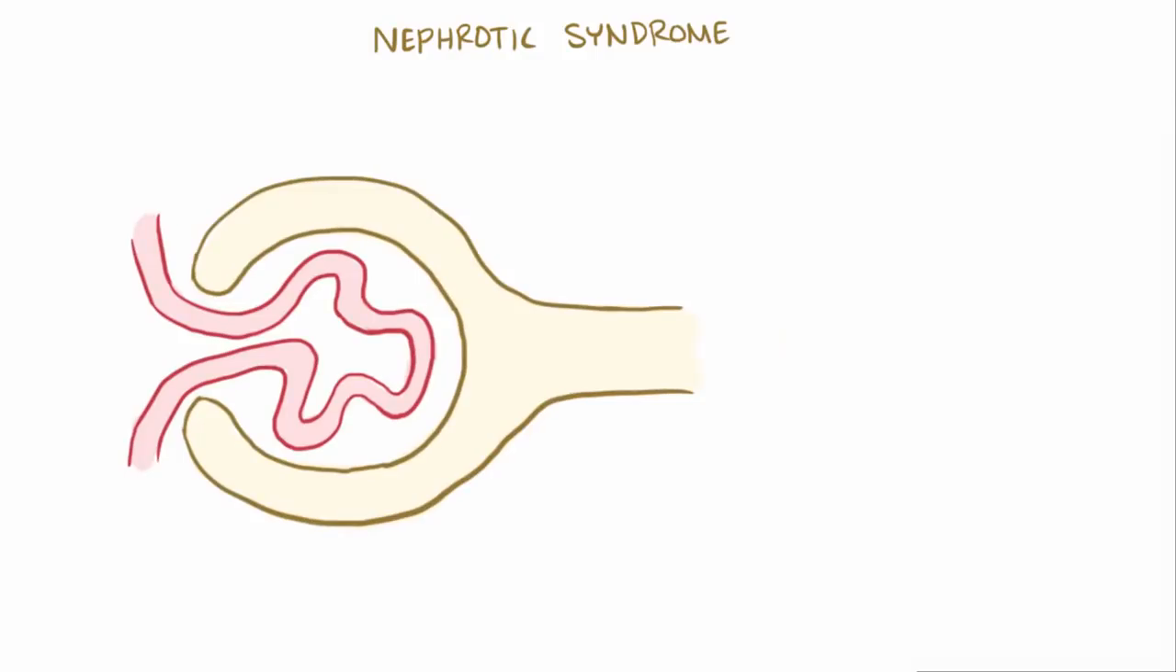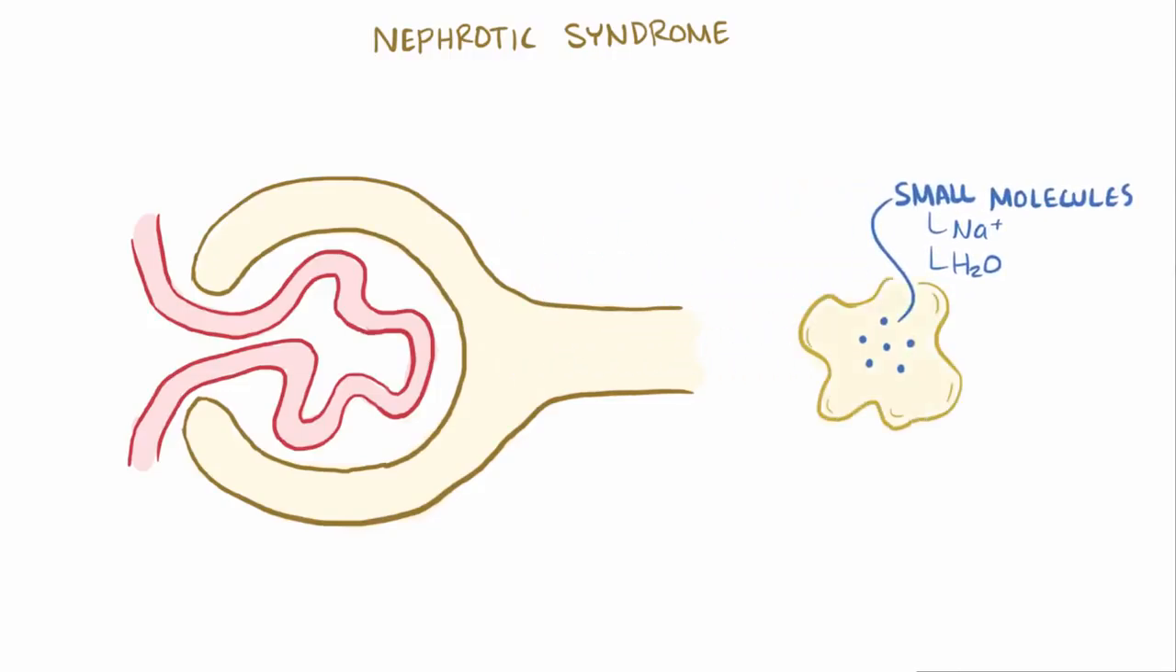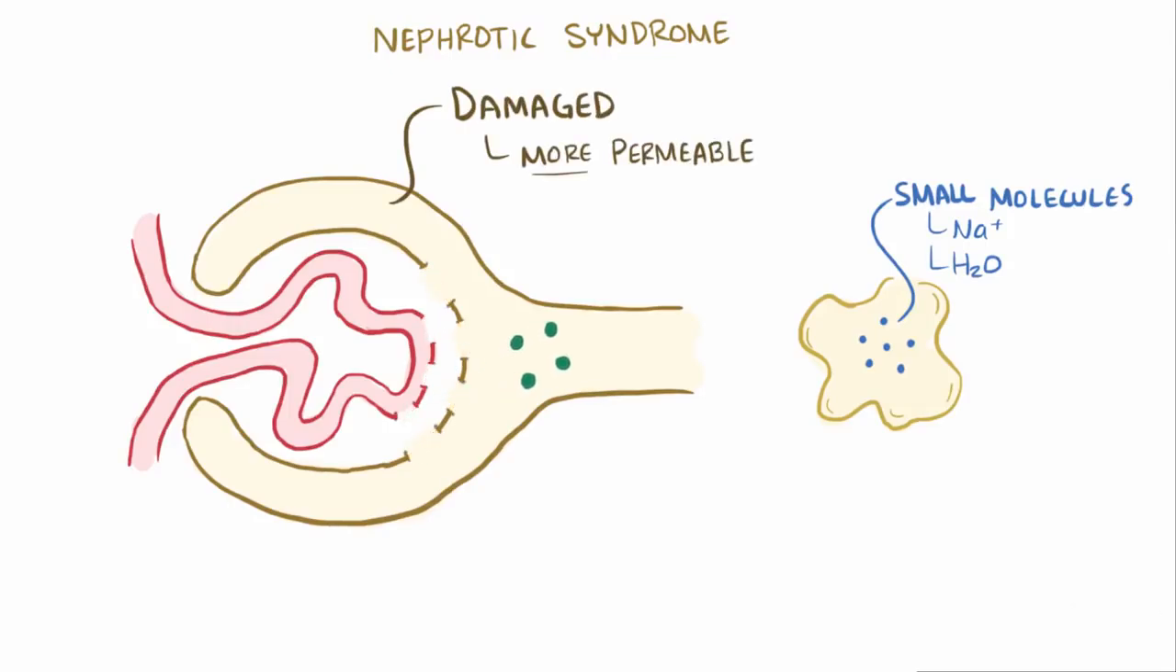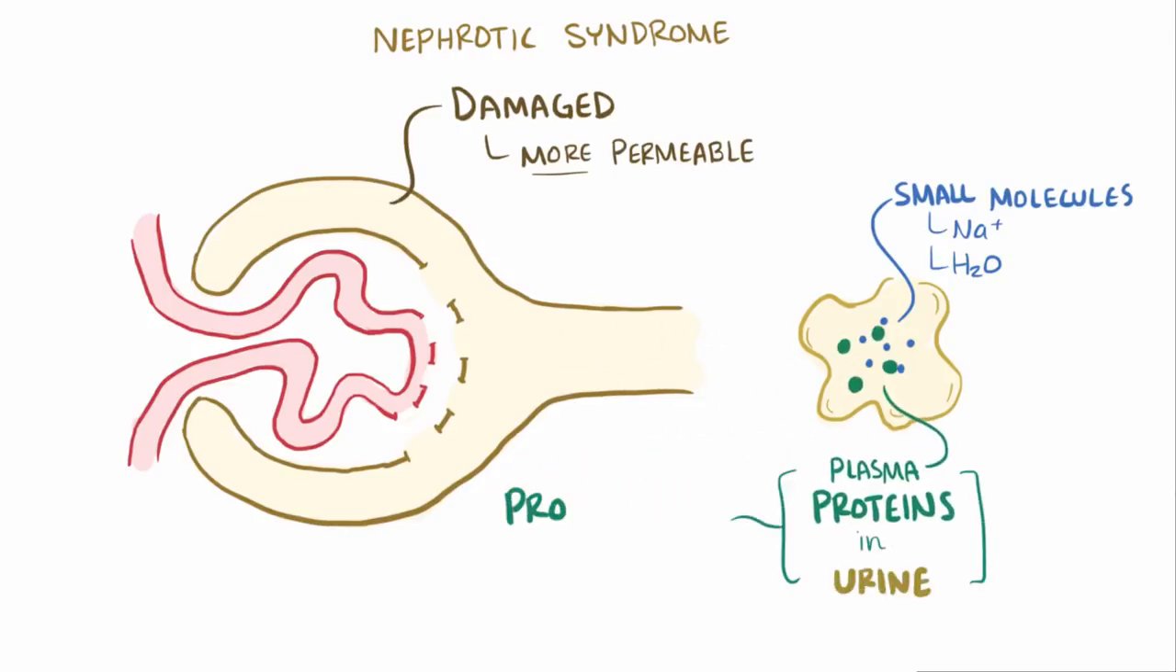Well, usually the glomerulus only lets small molecules, like sodium and water, move from the blood into the kidney nephron, where it eventually makes its way into the urine. But with nephrotic syndromes, the glomeruli are damaged and they become more permeable. So they start letting plasma proteins come across from the blood to the nephron and then into the urine, which causes proteinuria, typically greater than 3.5 grams per day.